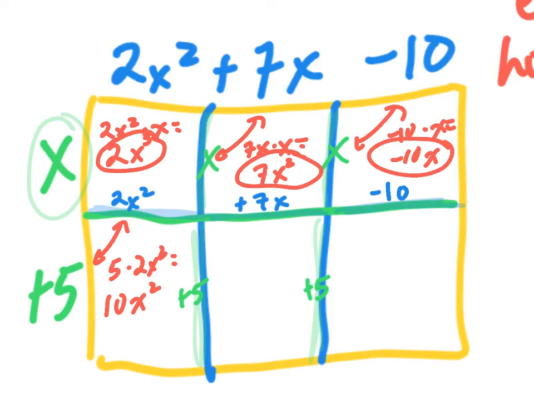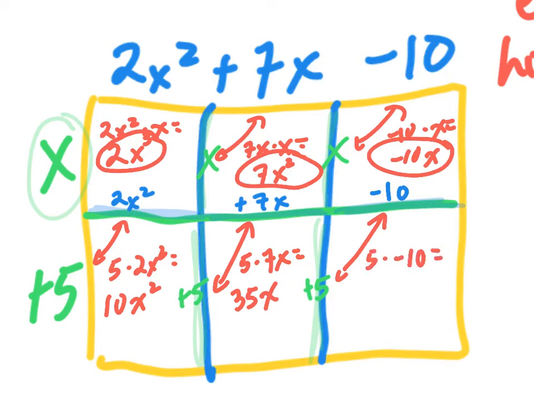Great. Next one. Thank God I annotated, because I know I'm multiplying 5 times 7x. So I have 5 times 7x. That equals 35x. Once again, good work on annotating, so I'm going to do 5 times negative 10, which is negative 50. That's my product.